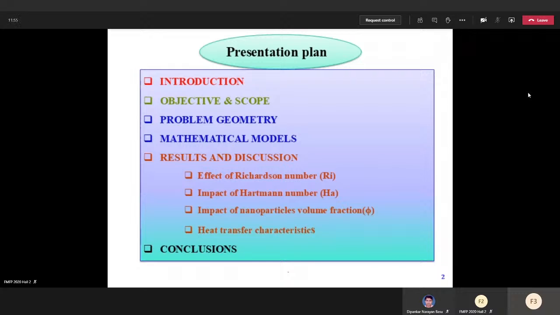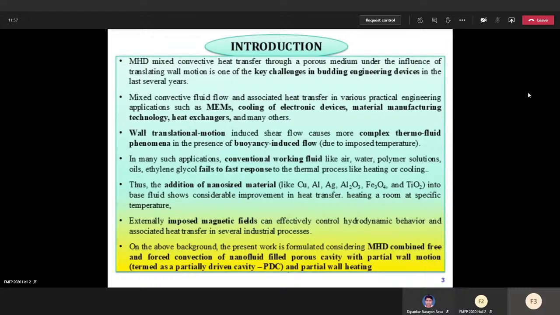In the introductory section: MHD mixed convection is a key challenge in emerging engineering problems, and includes porous media and translatory motion, also including the influence of a magnetic field. There are several applications in engineering problems like MEMS, heat exchangers, etc. And translational motion also induces a shear flow structure.